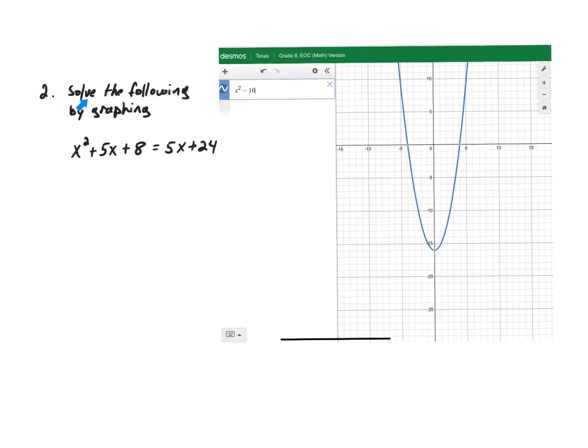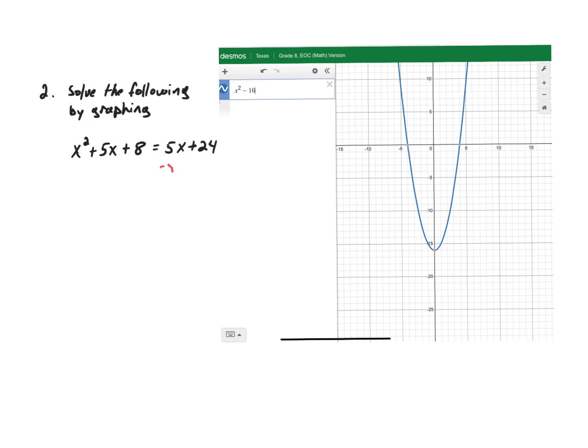Okay, and in this problem, again, we're solving the following by graphing. So we have a quadratic equation, x squared plus 5x plus 8 equals 5x plus 24. Okay, the first thing we need to do is put this in standard form and then set that equation equal to 0. So on the right side here, I'm going to need to get rid of both 5x and the constant 24. So I'll be subtracting 5x from the right side and, of course, subtracting it from the left side.